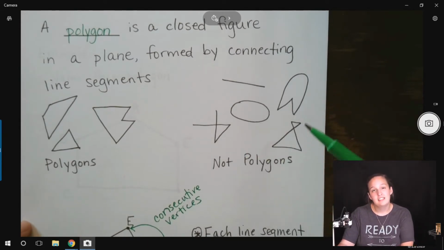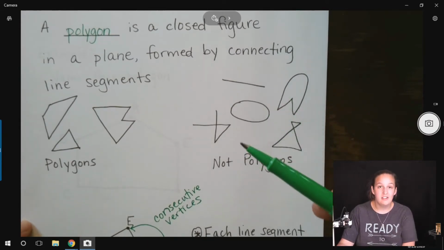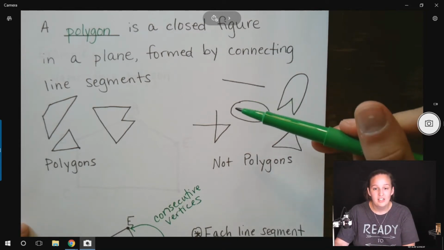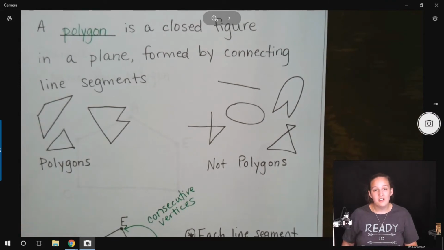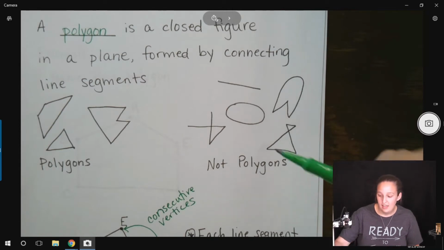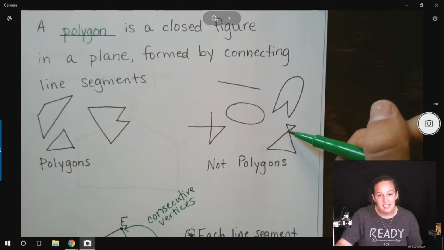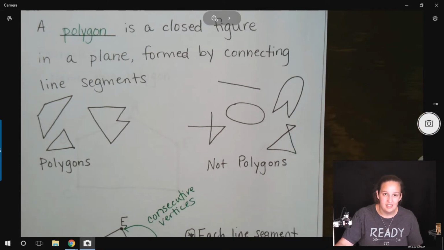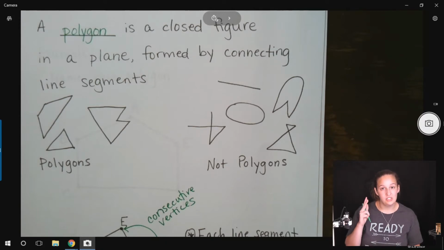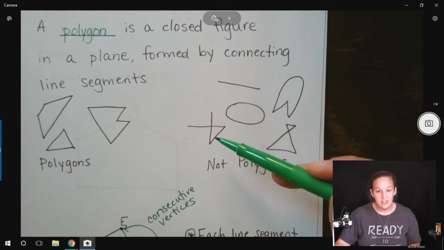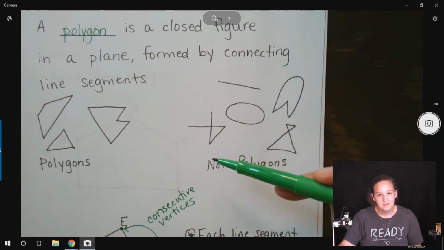These are all not examples of polygons, or counterexamples of polygons. The reason being, this one is curved, so polygons cannot have any curved surfaces because curved surfaces are not line segments. It also can't cross in on itself because when that happens, this point right here is connected to 4 different line segments instead of 2. It's only allowed to connect to 2 others. This is just a line segment, so it's not a closed figure, and this one is also not a closed figure.